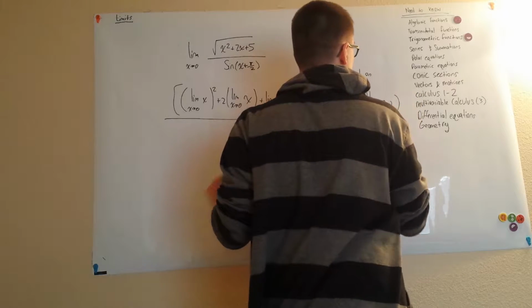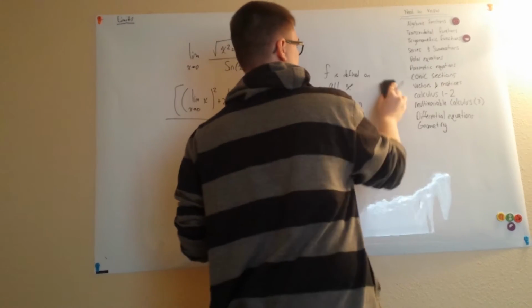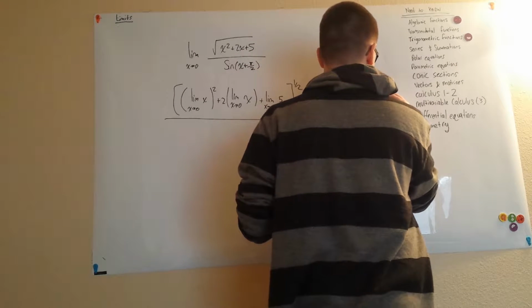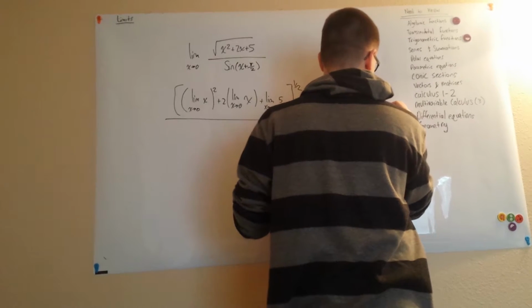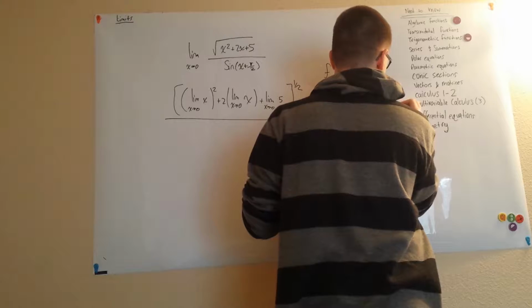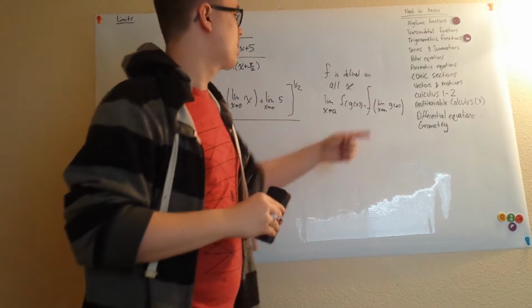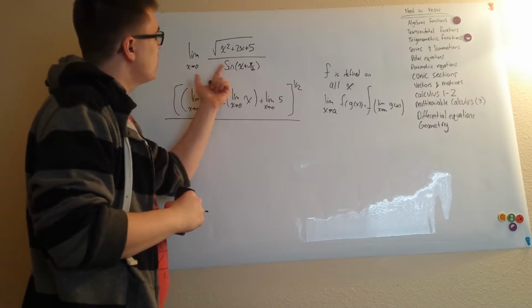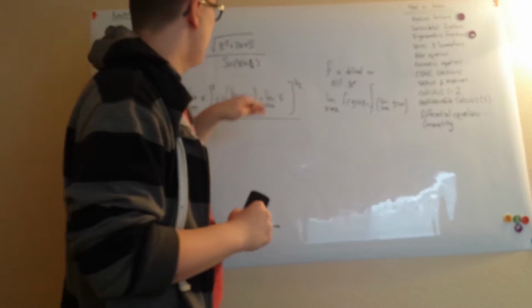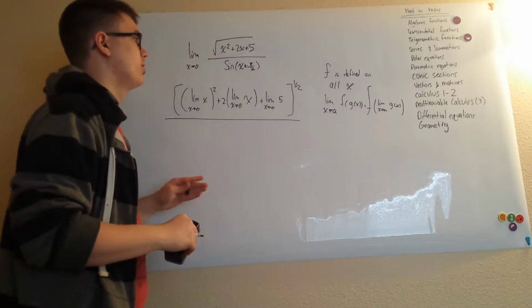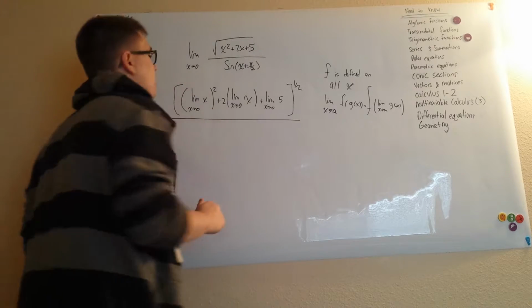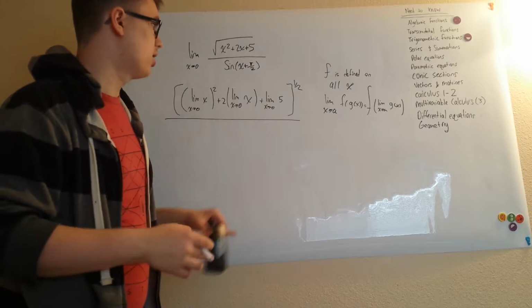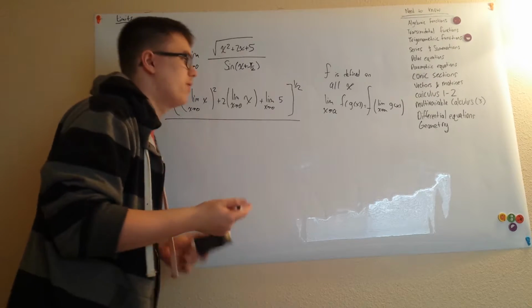f of the limit as x approaches a of g of x. Evaluate. That kind of looks nasty, but there you go, f of the limit, if f is defined on all x. Well, what is sine? Sine is defined on all x. You can plug in any number into sine, and you will get a number back. It is not going to be undefined.